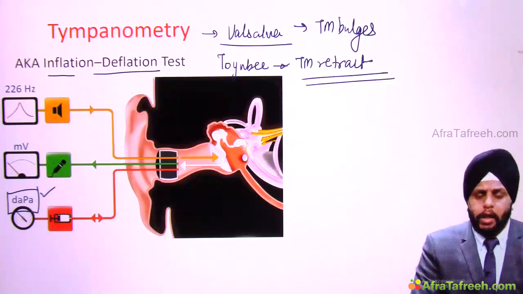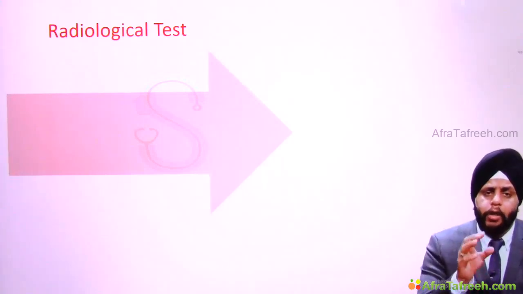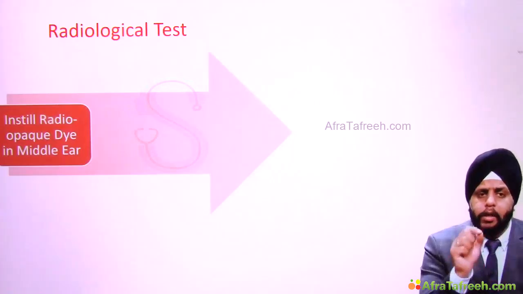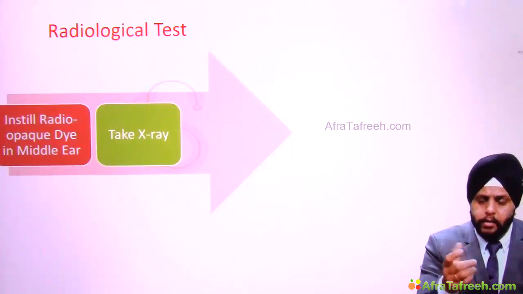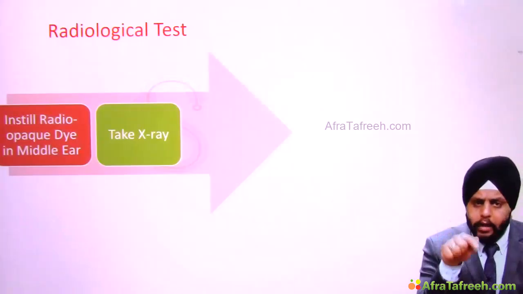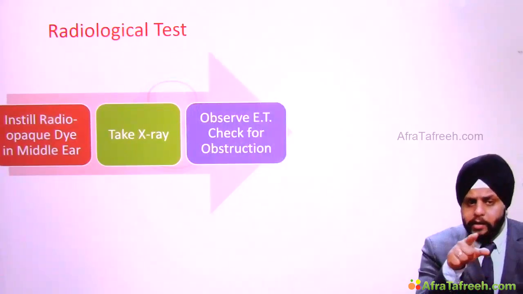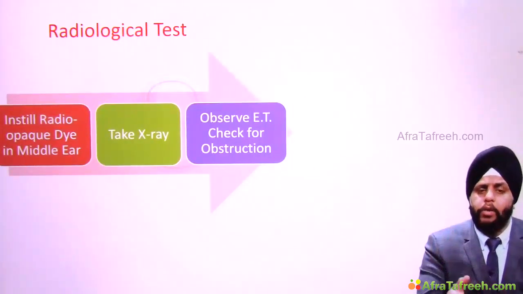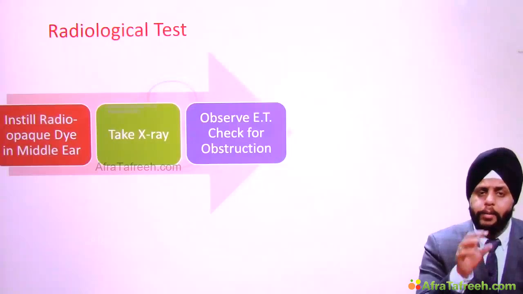Now, apart from this, let's come to some other tests. We can do a radiological test. Radiological tests are generally done in a perforated tympanic membrane. What we do is we put a radio-opaque dye in the middle ear and then we take an X-ray. You see the radio-opaque dye from the middle ear starts traveling into the Eustachian tube, and from the Eustachian tube it goes to the nasopharynx. So you can see on this X-ray if there is some obstruction, if the dye is not going into the nasopharynx. So that's the radiological test. Again, that is done for a perforated tympanic membrane.